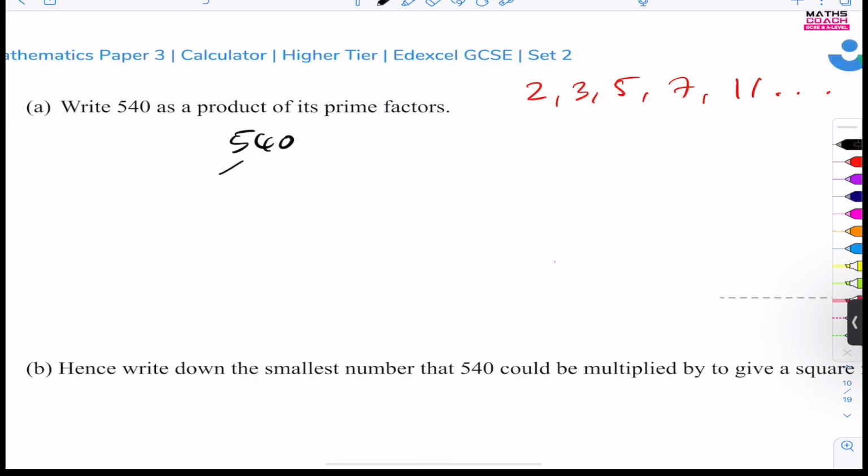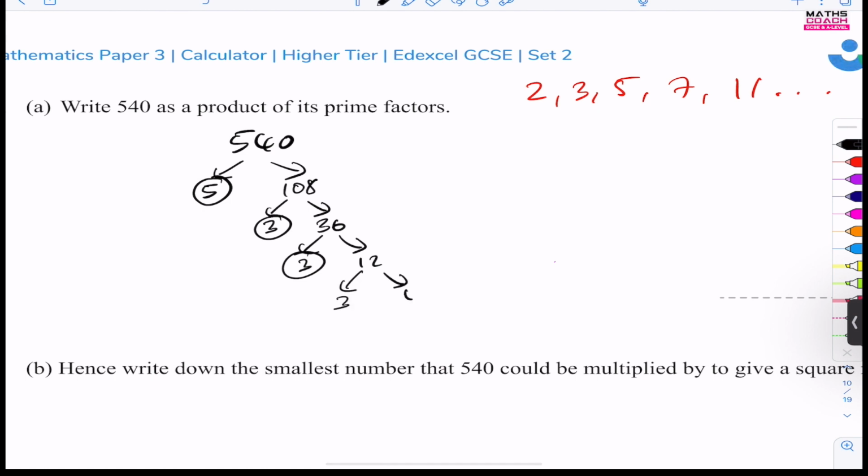So what can we divide by? We can divide 540 by 2, but we can also divide by higher prime numbers. We have a calculator, so we can be a bit more adventurous there. So if we divide by 5, 5 is a prime number, so we circle it. So 5 times 108 gives us 540, and then we can break down 108 as well. So 108, we get 3 times 36, circle the 3. The 36, we can do 3 and 12, circle the 3. The 12, we can do 3 and 4, circle the 3. And then the 4, we can do 2 and 2, and we circle that as well.